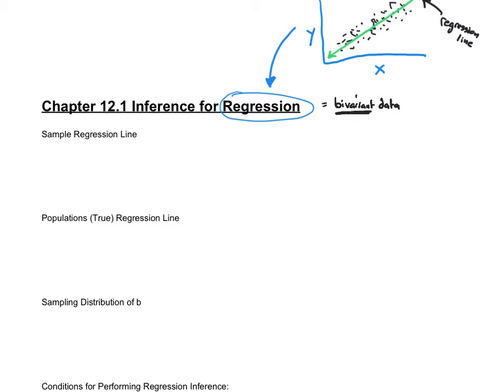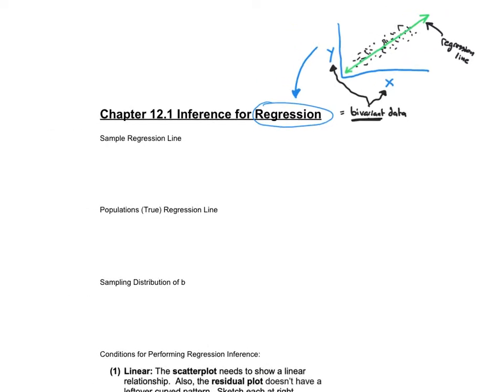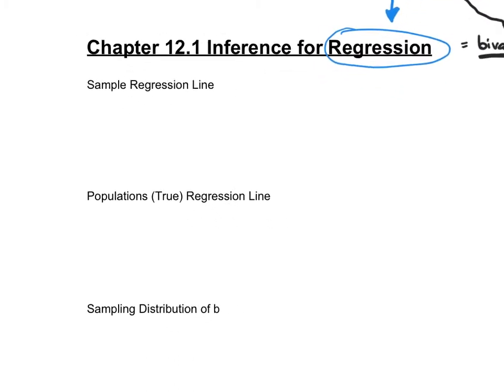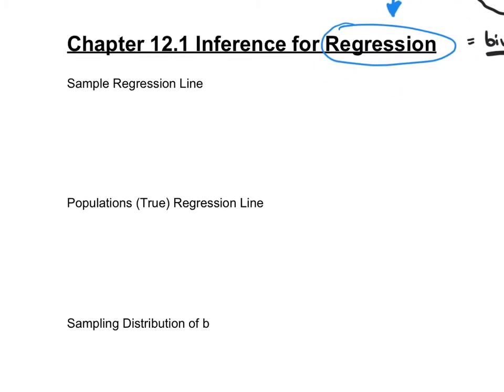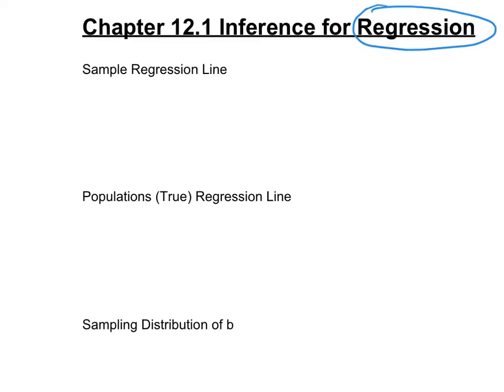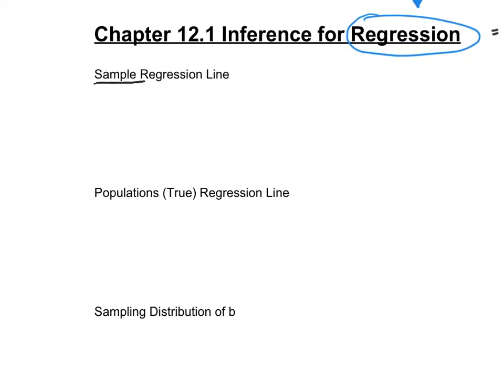Two variables. One is going to be the explanatory variable. The other one is going to be the response variable. Remember when we did this? All right, let's jump into it. Here we go. 12.1, let's talk about a few ideas of regression. So, a sample regression line.